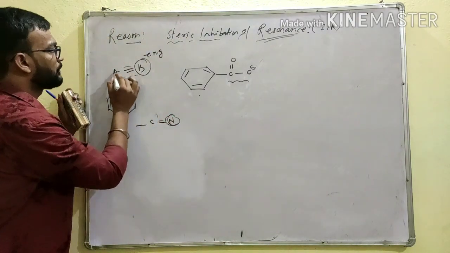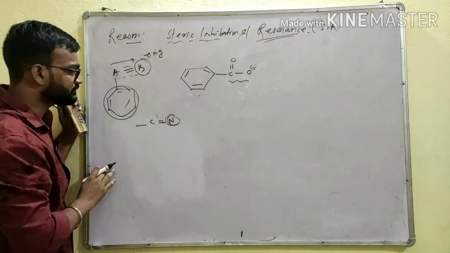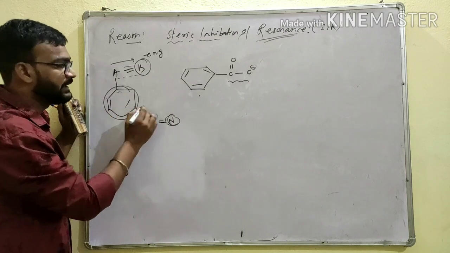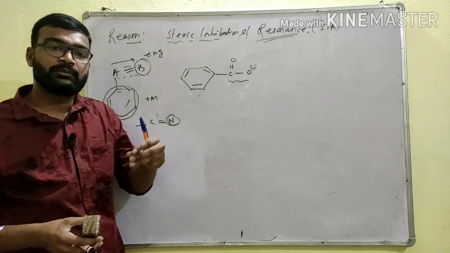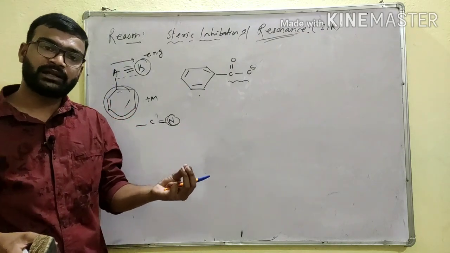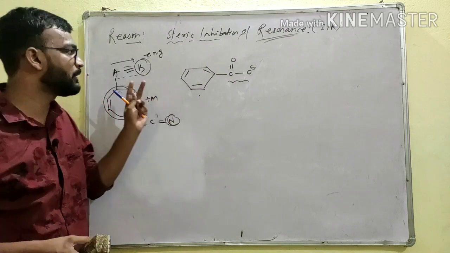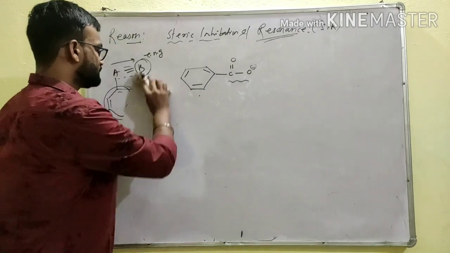So if it is an electron withdrawing group, will your benzene be plus M or minus M? This will be plus M. So the benzene can show plus M property, or can withdraw as minus M also. That depends on what type of substituent you have attached to that benzene, right?